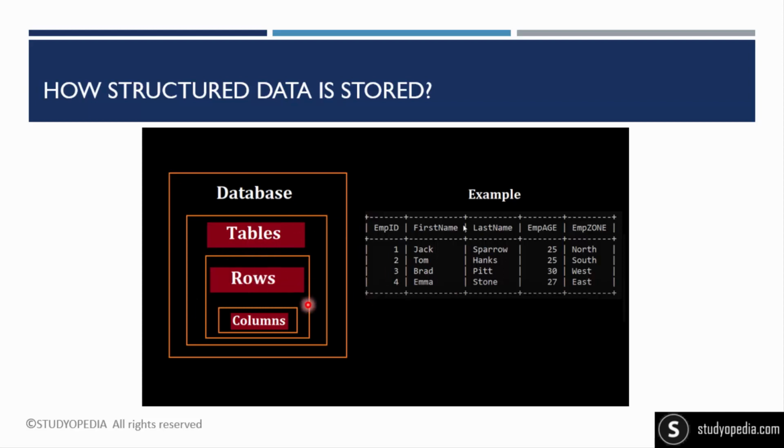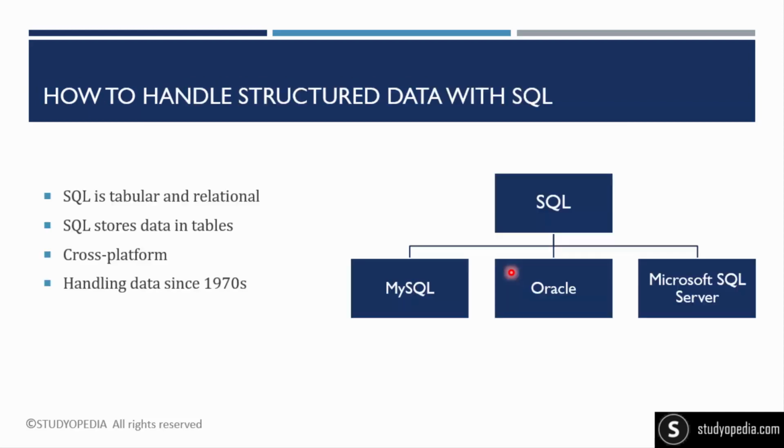So structured data is stored in the form of a database, which has a collection of tables, and each table has rows and columns and data like this. So this is a mere example. Structured data can include a lot of rows and columns. This is just for explaining. Now you can see how we can handle structured data with SQL. SQL is tabular and relational.